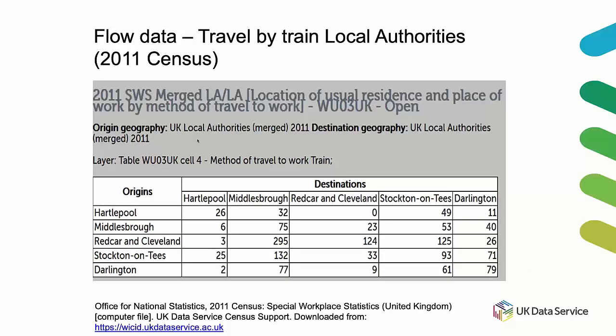This is the sort of data you will see in WICID. We have the origin geography areas in the northeast, and destinations the same. We're looking at method of travel to work for people who work and live in these areas, and it creates a matrix. Looking in this table, we're looking at the method of travel to work being trains.